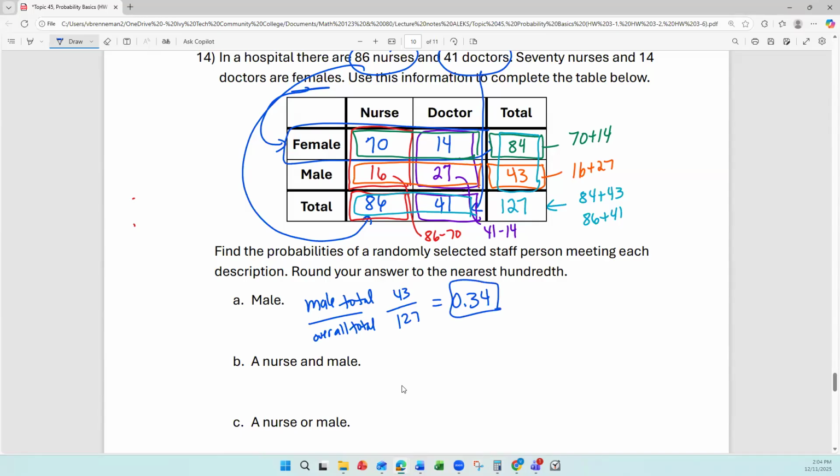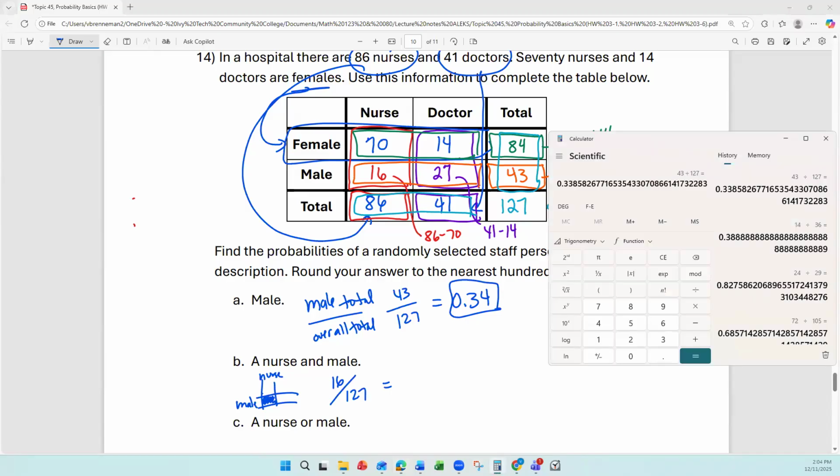A nurse and male is going to be the intersection of the nurse column and the male row. That group, that's 16 out of the 127. 0.13 rounded to the nearest 100th.